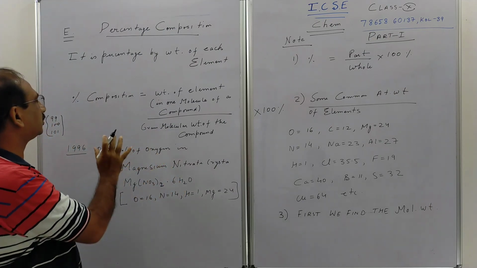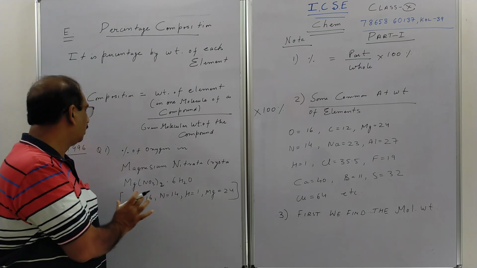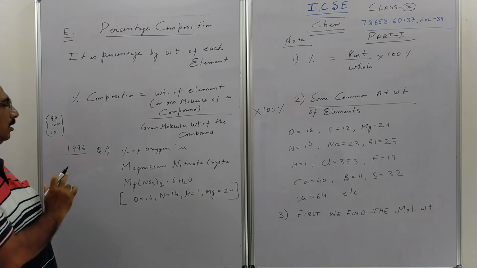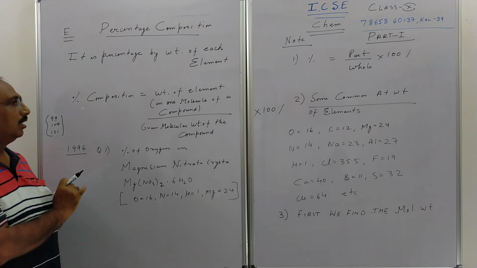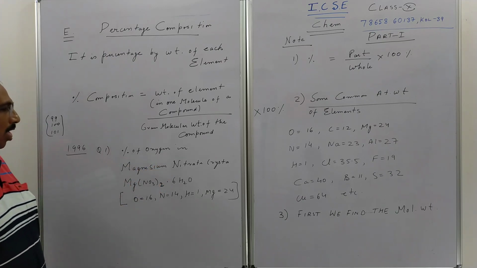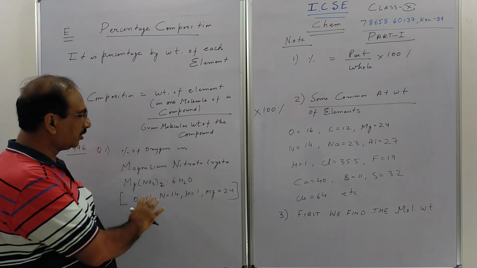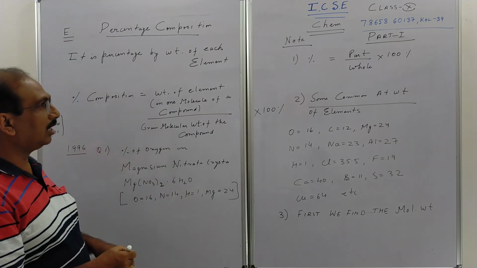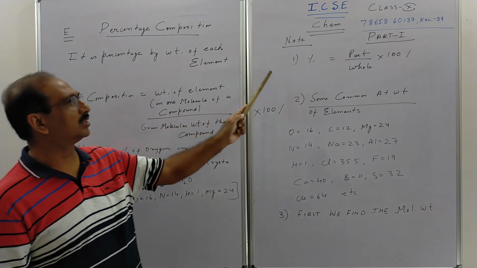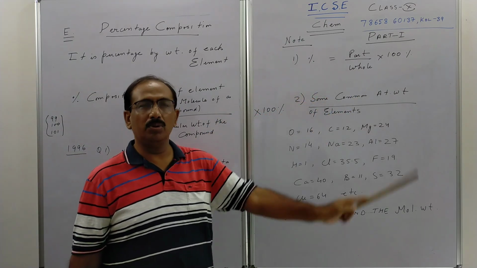Here we do percentage composition, where we look at a molecule like this. This is a 1996 question, the very first question under E in the last book. We have to find the percentage of oxygen in magnesium nitrate crystals. So it is magnesium nitrate heptahydrate, with 6 water of crystallization. Before we start, it is part of mathematics only, where we have an application of percentage. Percentage, as you see from class 7 onward, is part by whole into 100%.